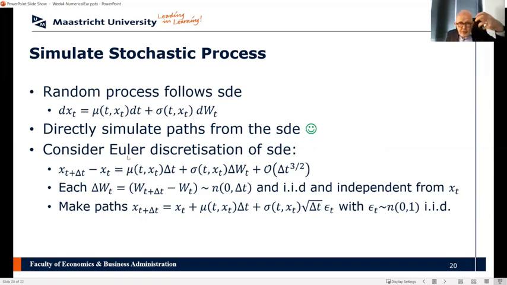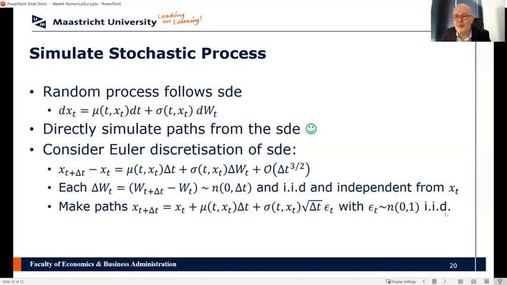So the way that you construct paths from a stochastic differential equation with an Euler discretization is you say the value at the next time step along this path is the value where I am today, X(t), plus mu(t, X), which I can evaluate because I know X(t), times the length of the time step delta t, plus sigma(t, X), which I also already know given X(t), times the square root of delta t, which is the standard deviation of the Brownian motion, times epsilon(t). And this epsilon(t) is just a standard normal N(0,1) IID random variable.